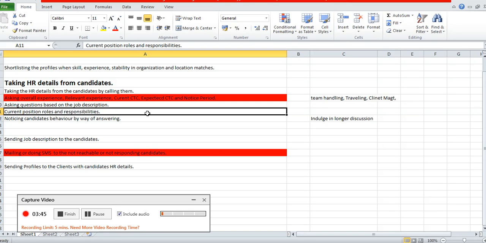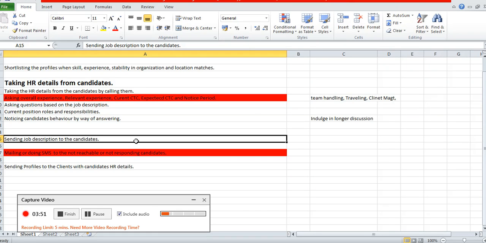Never reveal the CTC details to a candidate. Always remember that. After that, tell him that you will be sending the job description to him. Make him study that so that he understands what exactly it is. And mailing and sending a mass email to the candidates who are not responding. For example, you call so many candidates, sometimes they're not reachable, right?